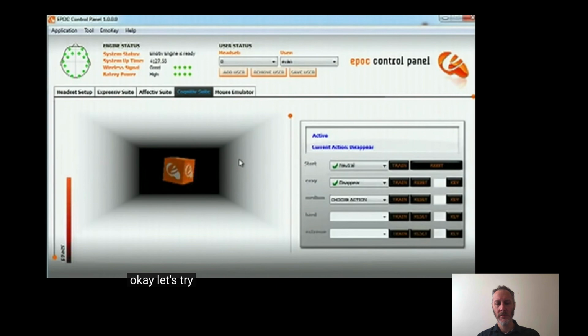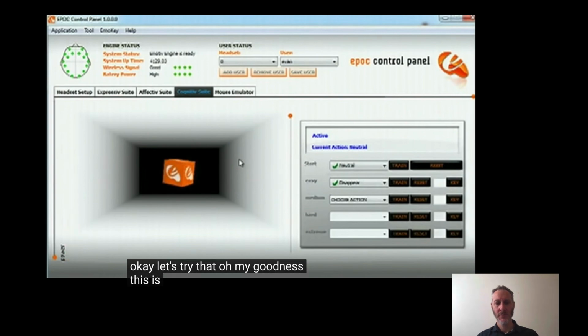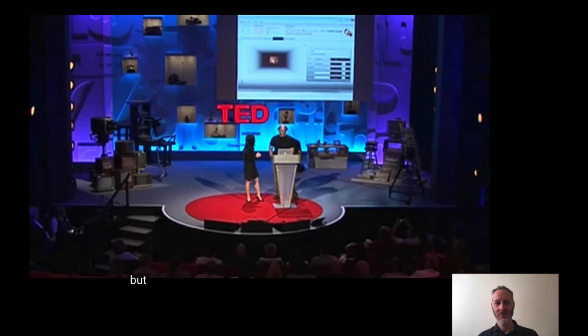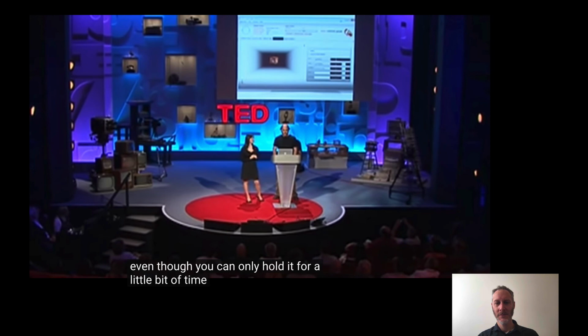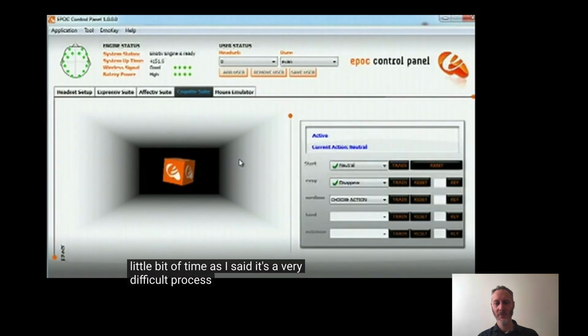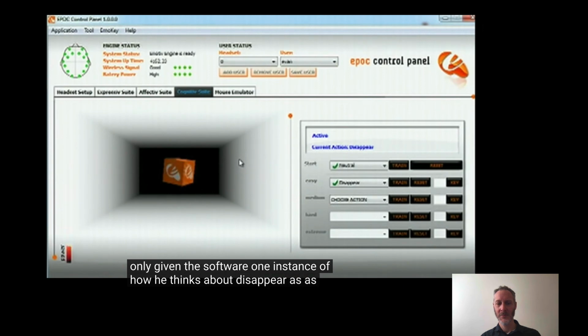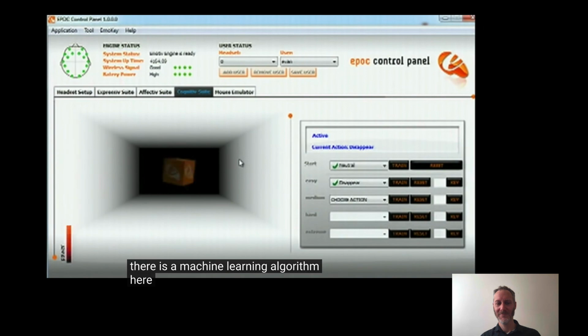Okay, let's try that. Oh my goodness, it's just too good. Let's try that again. Losing concentration. But we can see that it actually works, even though you can only hold it for a little bit of time. As I said, it's a very difficult process to imagine this. And the great thing about it is that we've only given the software one instance of how he thinks about disappear, as there is a machine learning algorithm in this.